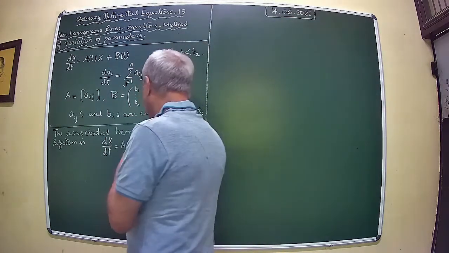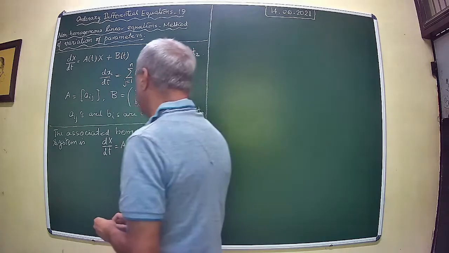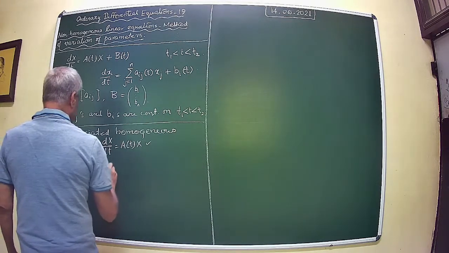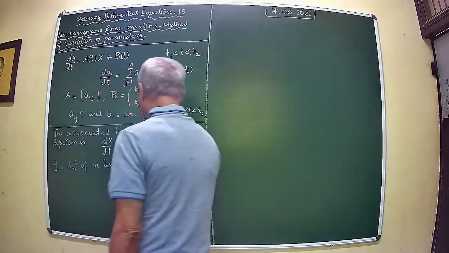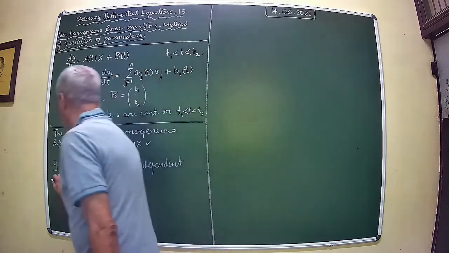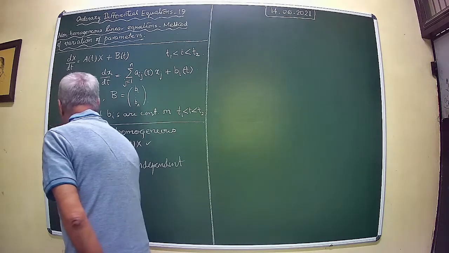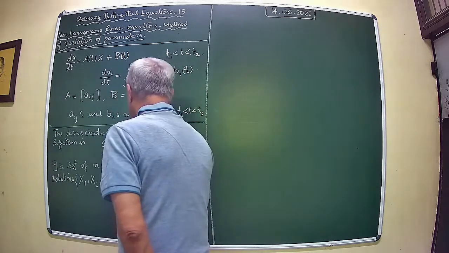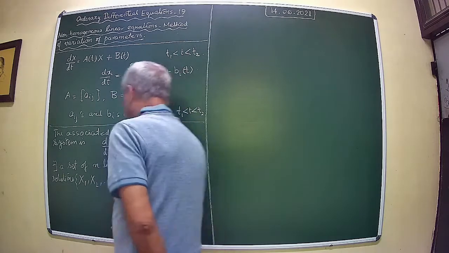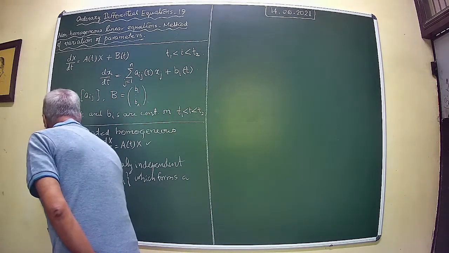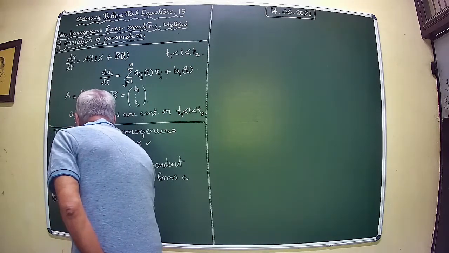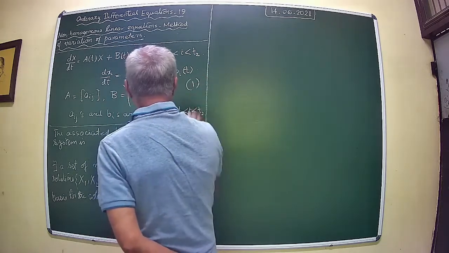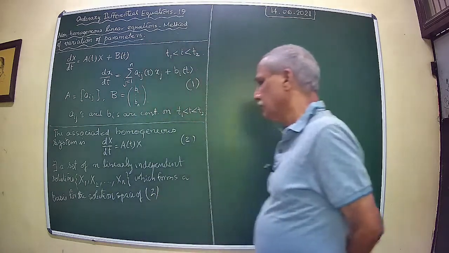So what do we know about this? Under these conditions, you know that there exists a set of n linearly independent solutions x1, ..., xn which forms a basis for the solution space of, I call it 1, 2, that is the homogeneous equation.